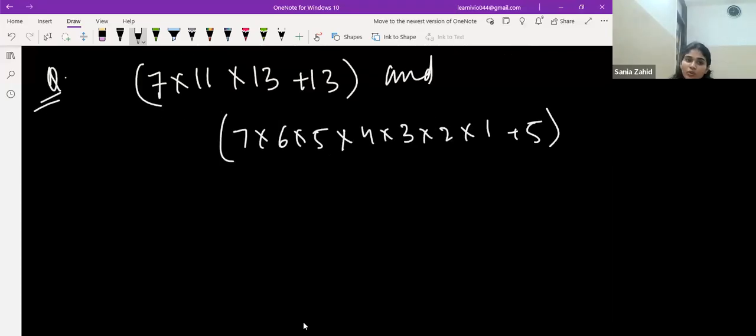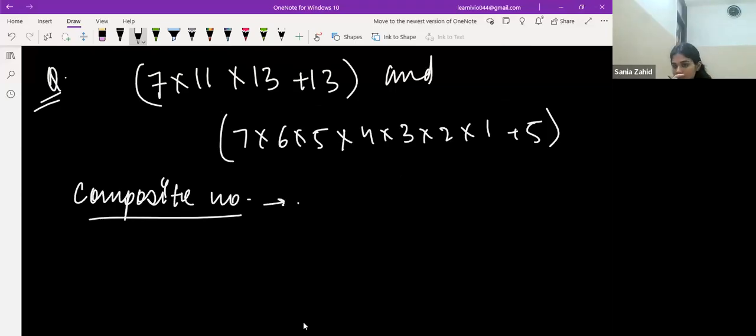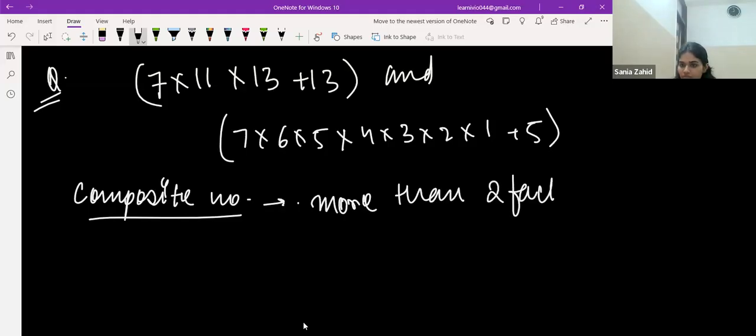Okay. So first of all, what are composite numbers? Composite numbers are numbers which have more than two factors. Umair, speak loudly. I can't hear you. Composite numbers are numbers which have more than two factors. More than two factors. Okay. Right.